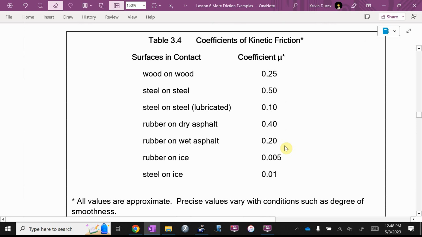You don't need to memorize any of this, but anytime I show you a new concept, I like to try and give you an idea, Hannah, of what's really big and what's really small. So here's some common μ's, some common coefficients of friction. Wood on wood is about 0.25. Steel on steel is about 0.5, which isn't great.